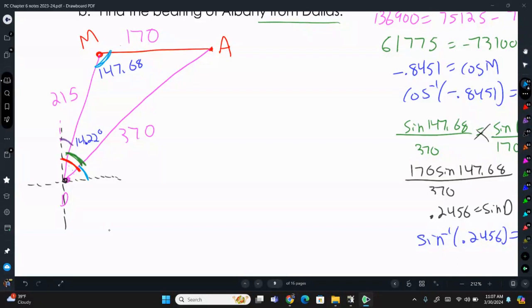So angle A is going to be 180 minus 147.68 minus 14.22, which is going to give us 18.1. So this angle up here is 18.1 degrees, which is going to be the same as this angle because of alternate interior angles and parallel lines.